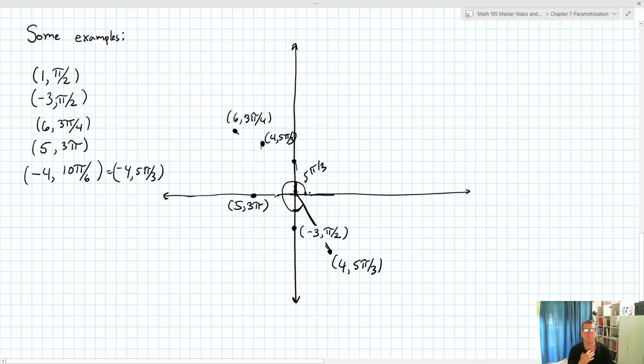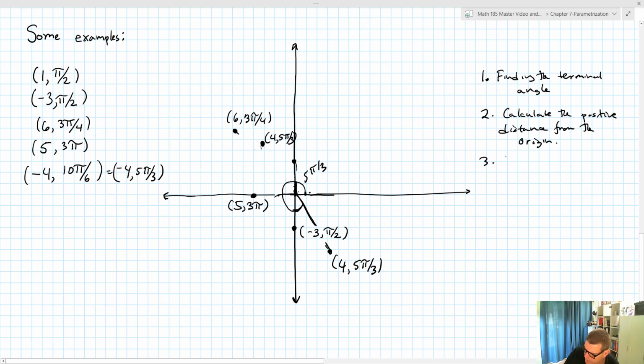My general way to go about doing this is I like to think in terms of the angle first, figuring out what my angle is, and then calculating the distance that the point is away from the origin. And then if I have to reflect, I reflect as the third piece. So as a rule of thumb, if I'm graphing, I'm going to find the terminal angle, second, calculate the positive distance from the origin, and then rotate or reflect as necessary. And that's just how I go about doing it. Can you do it other ways? Absolutely. Whatever way makes you feel comfortable. But that's how I systematically work.